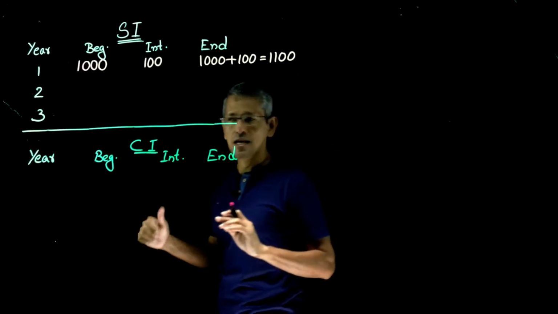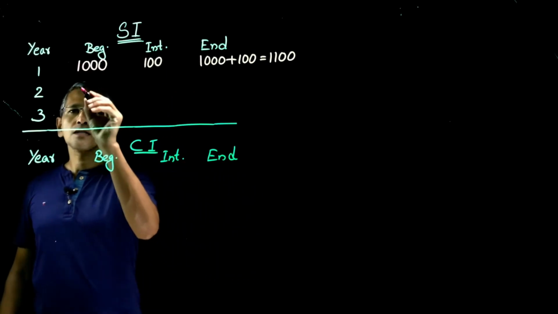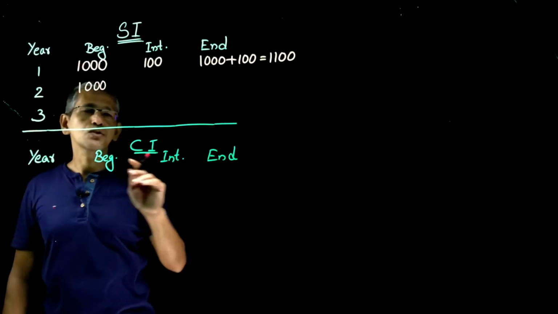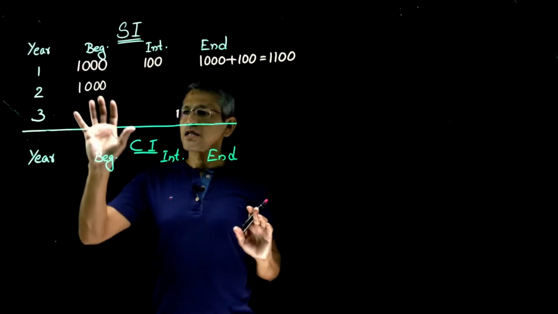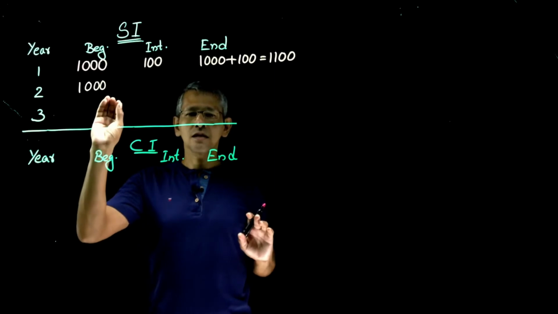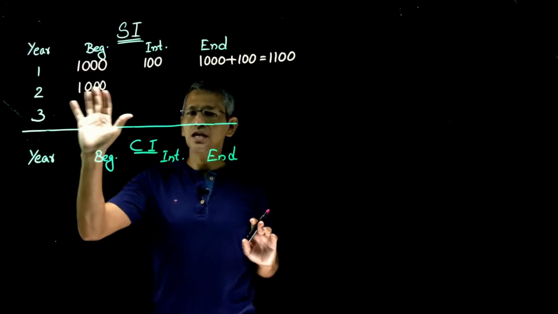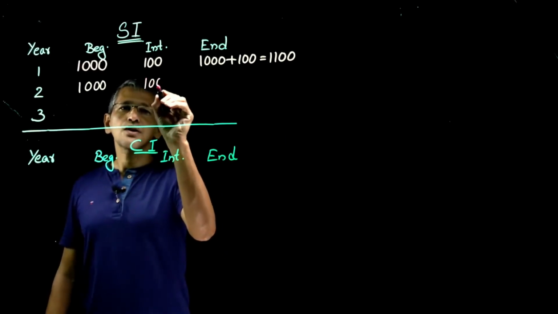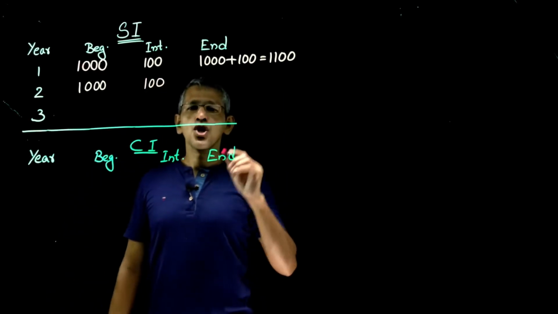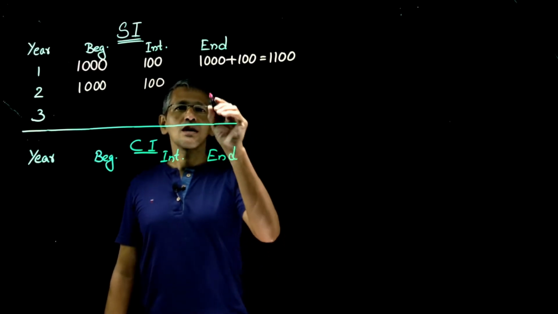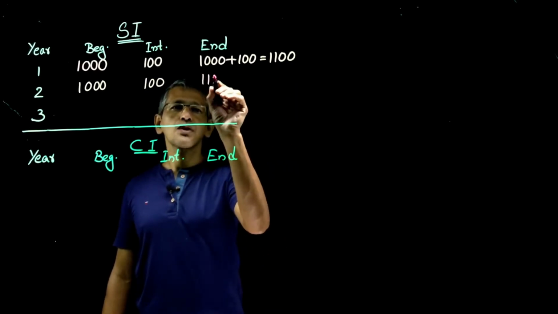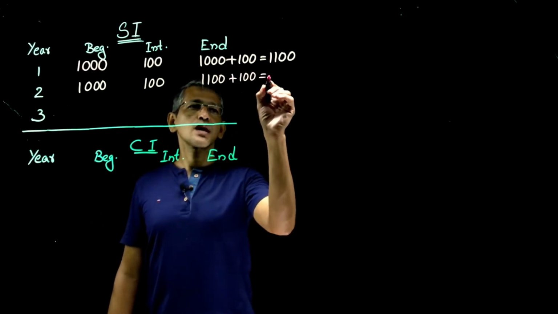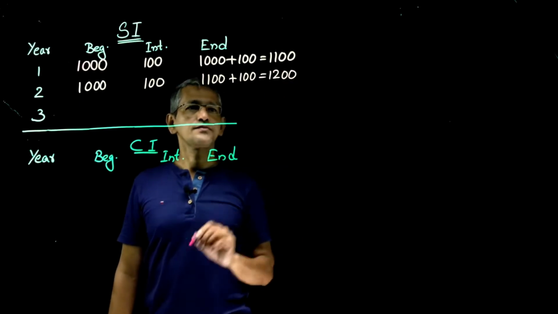Well, what happens next year? In year 2, the bank considers your investment as 1,000 rupees, even though your account has 1,100 rupees. At the beginning of the second year, you have 1,000 rupees as investment and you get an interest of 100 rupees, that is 10%. So at the end of the second year, you already have 1,100 rupees in your account plus this 100 rupees interest. Altogether, you have 1,200 rupees in your account.